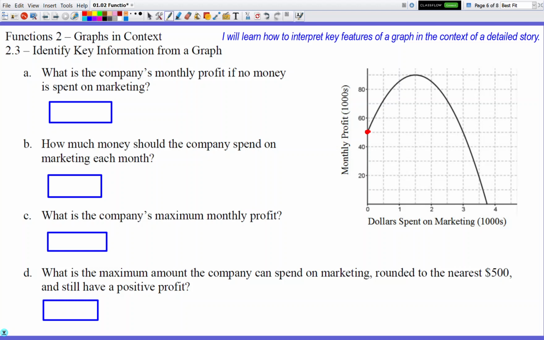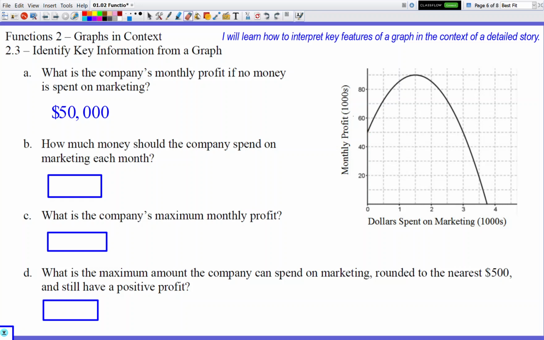So that matches up with 50, because that's right in the middle of 40 and 60. So 50 is my answer, but you got to remember this is in thousands of dollars. So $50,000 is going to be my profit if I don't spend anything on marketing. So you're probably going to say, yeah, that's pretty good. If I don't spend anything on marketing, I make $50,000. I'll take that. But if you're a big, huge company, you're going to be like, no, I don't think so. I want to make more than that.